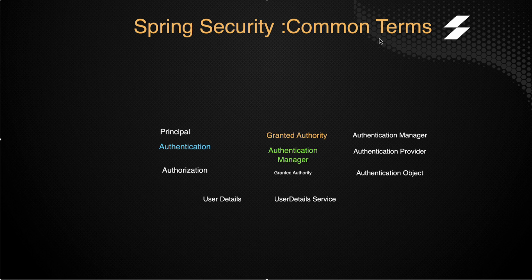Then coming to user details. It is the data object that contains the user credentials but also the roles of that user, meaning it has not only the credentials but also the roles. Then coming to the user details service. This service collects the user credentials and authorities, and builds the user details object. So the previous term, user details, gets created as a response of the user details service, right? These are the major terms and terminology in Spring Security.